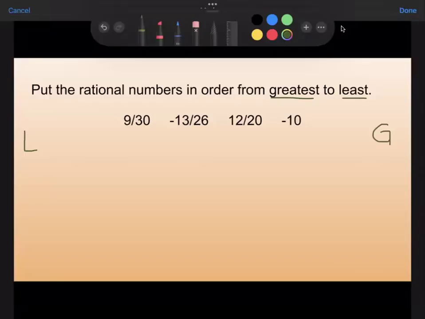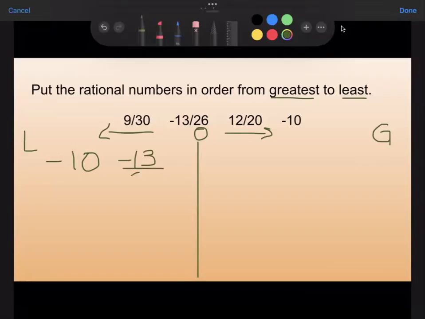So I'm going to pretend this middle line here is 0. That means everything over here is negative and everything over here is positive. So I'm going to start sorting them out by negatives and positives. So I have -10 and -13 over 26. Those are my negatives. Then on the positive side, I have 9 over 30 and 12 over 20. So now what we have to do is kind of figure out on the negative side what order they go in, and on the positive side what order they would go in.